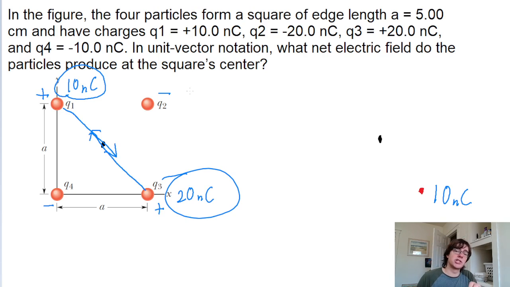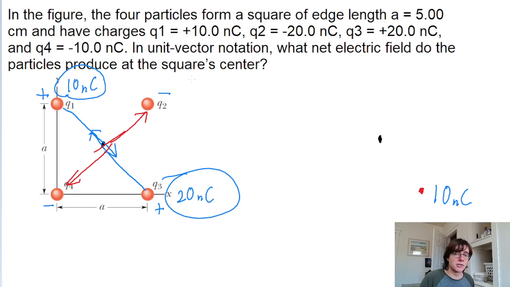Now let's do the same thing for charges 2 and 4, because charges 2 and 4 are both negatively charged. And remember that according to convention, negative charges are where electric fields end. So for charge 2, for example, the electric field lines are going into charge 2. So at the central point, there's an electric field line going towards the top right. And from charge 4, again, the electric field lines are ending at the charge. So from the central point due to charge 4, there is an electric field line pointing to the bottom left.